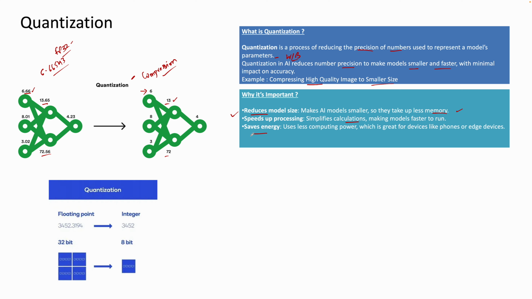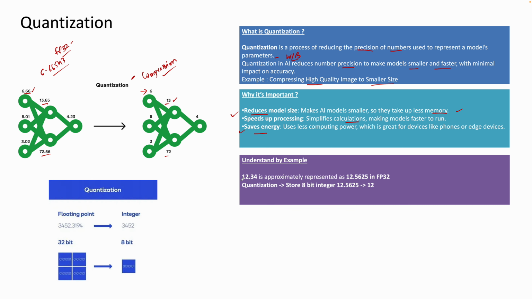It saves energy, very important, right? Because it will use less computing power. Previously, when I was storing large numbers, obviously you were doing a lot of computation. Now you're doing much less computation. And if you're doing much less computation, you're saving energy, right? Which is great for devices like phones or edge devices, right? Now, it's a very simple example I've taken. Let's say we're talking about a number 12.34.